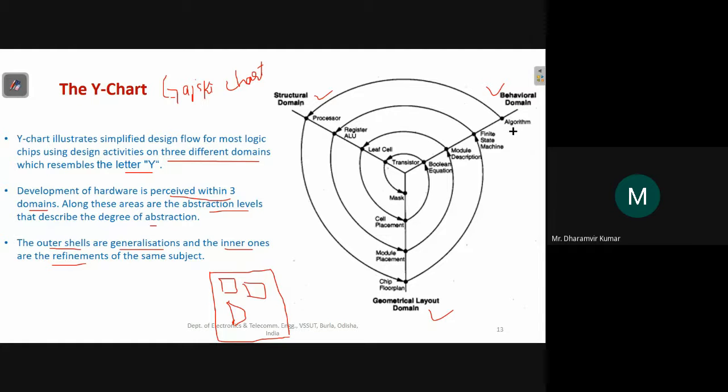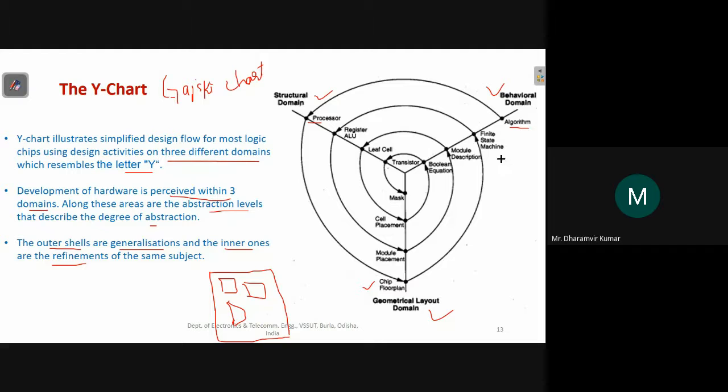So at the most outer level, we have algorithms which are describing the functioning of these chips. And parallel to this we have processor, and parallel to this we have chip floor plan in the geometrical domain.